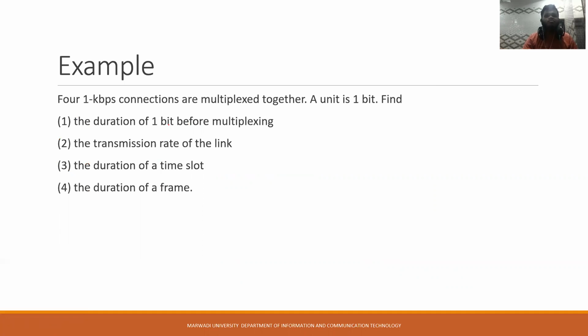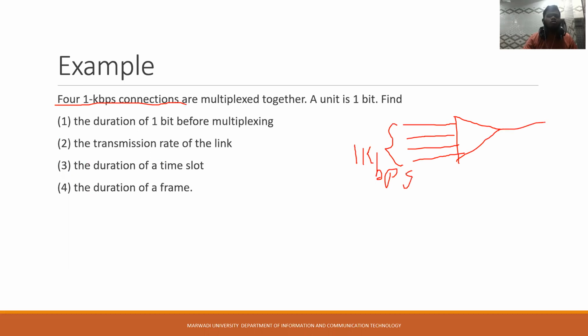So the duration of one bit before multiplexing. That is the input bit duration, nothing else. So we have 4 1 kbps connections. So let's draw it first. So we have 4 1 kbps connections. So what would be the bit duration? That would be 1 divided by 10 raised to 3, that is 1 millisecond, because it is 1 kbps.